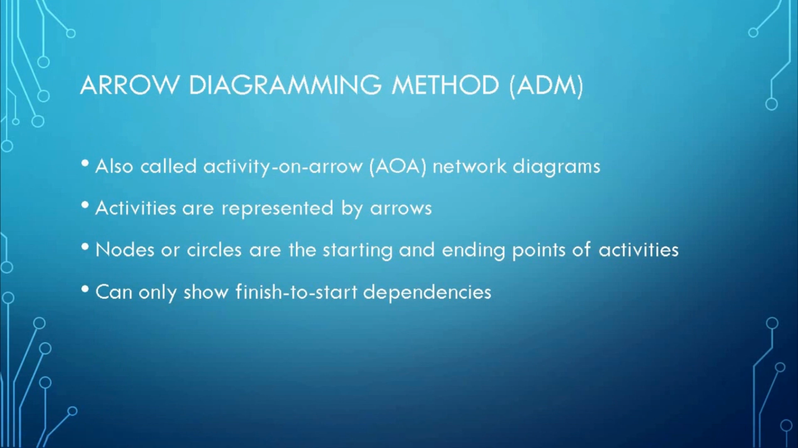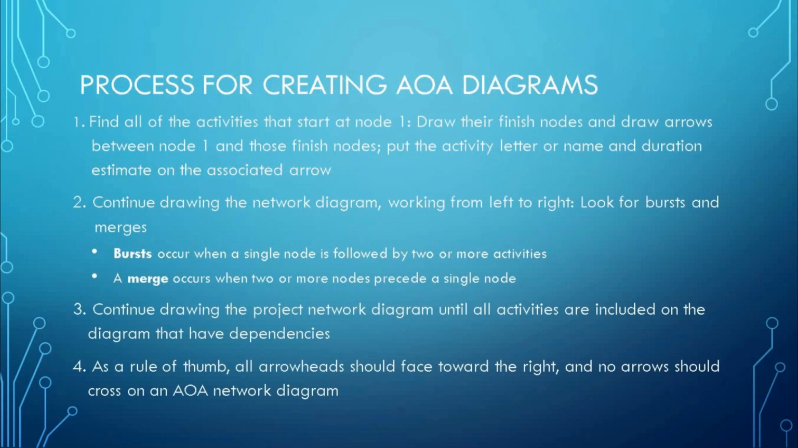The arrow diagramming method refers to a schedule network diagramming technique in which the scheduled activities within a given project are represented by the use of arrows. Process for creating AOA diagrams. Number 1, find all of the activities that start at node 1. Draw their finished nodes and draw arrows between node 1 and those finished nodes. Put the activity letter or name and duration estimate on the associated arrow.